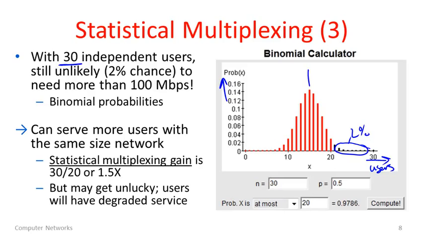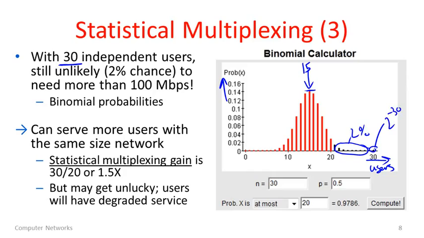Actually, you can see the most likely situation is where we'll have 15 users using the network. That's the highest probability. This makes sense because there are 30 users and the probability for each of the users using the network is a half. Half of 30 is 15. That's why 15 is the most likely case. You can see the chance of all 30 users being active here is very, very low. This is 2 to the minus 30. This is like 1 in a billion.